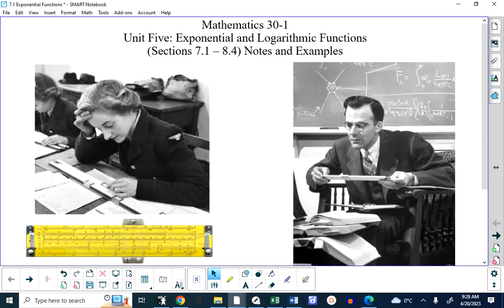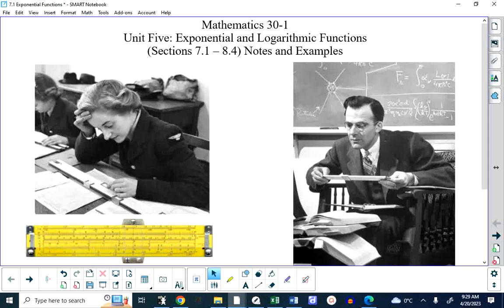It works on the principle of logarithms. And when we learn about some properties of logarithms later, I'll show you how you can use a slide rule to do some simple things like multiply or divide. Okay? I never learned how to use a slide rule in my education, so that's the extent of what I know how to do with them.